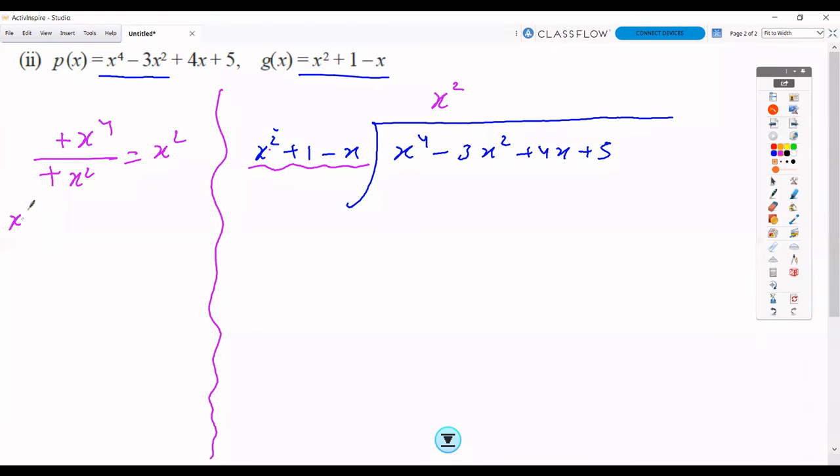As you know, the second step is that x² is going to multiply by this. So x² plus 1 minus x, and the answer will be x⁴ plus x² minus x³. Now this we are supposed to transfer here. So x⁴ plus x² minus x³.